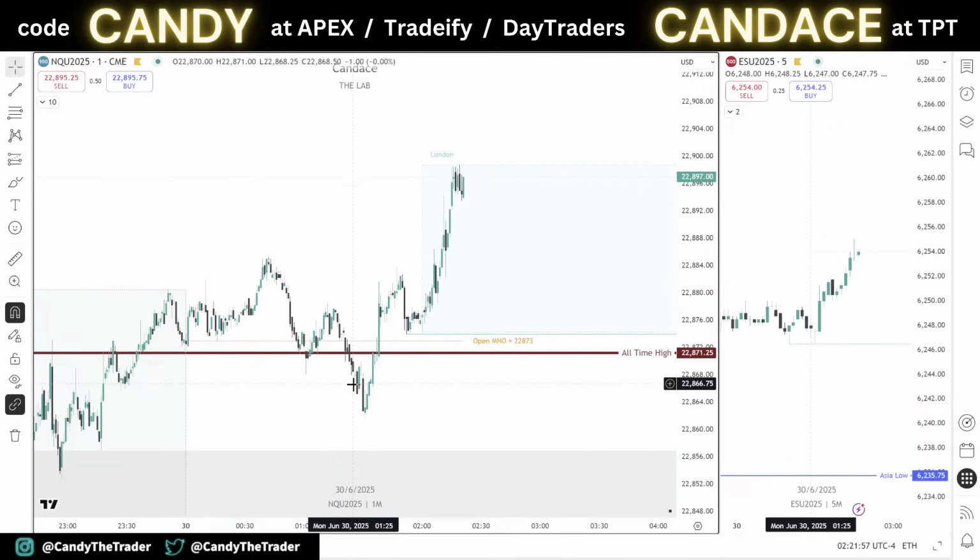What risk reward ratio are you using? At least 1 to 2.